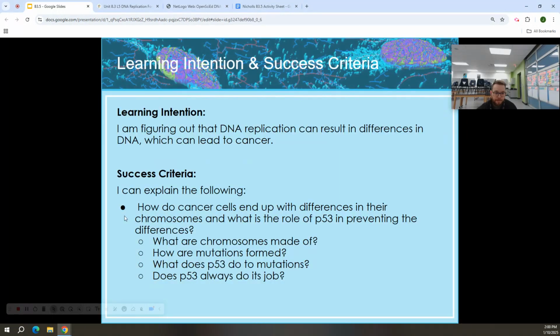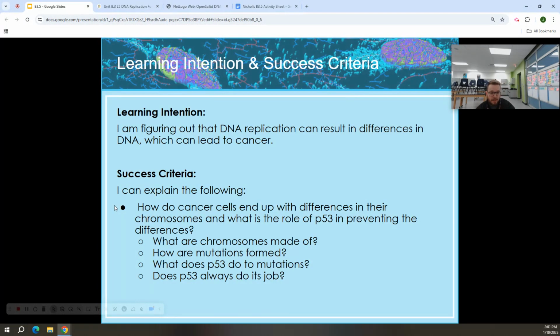Okay, all right, so we're going to start like we have in the past couple lessons with our learning intentions and success criteria. Again, our learning intention, what we're figuring out, is that DNA replication can result in differences in the DNA, which can lead to cancer. So that's saying as I replicate DNA or make new versions, new copies, there can be differences in the DNA as a result of that process. And those differences can lead to the development of cancers.